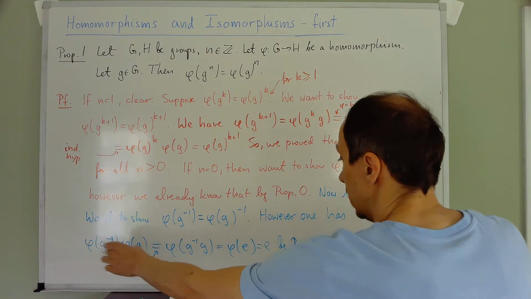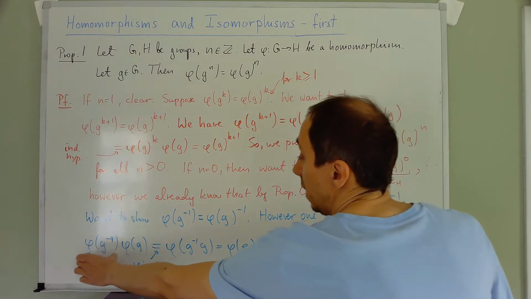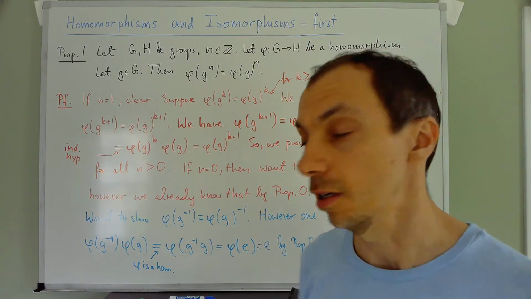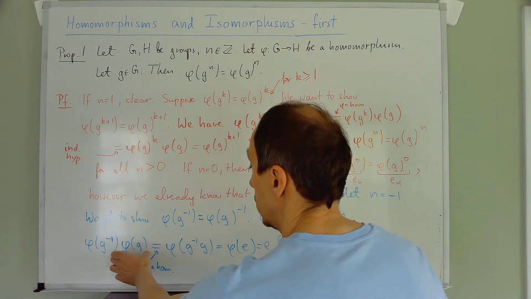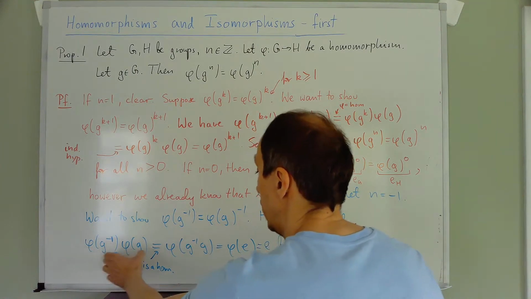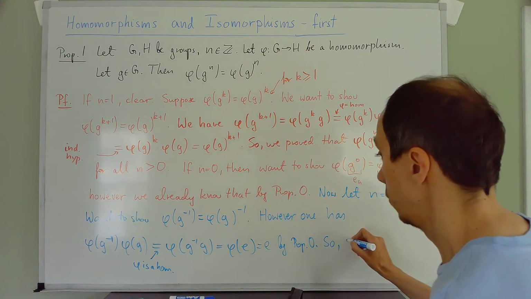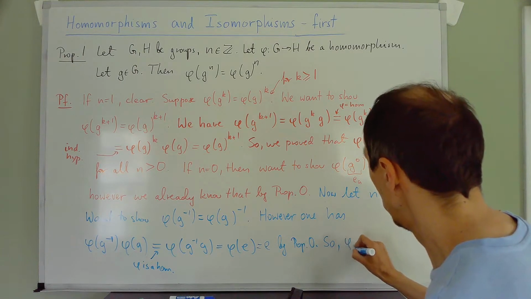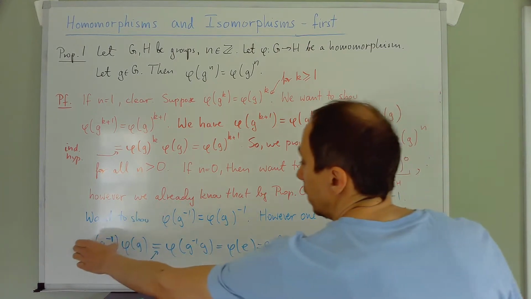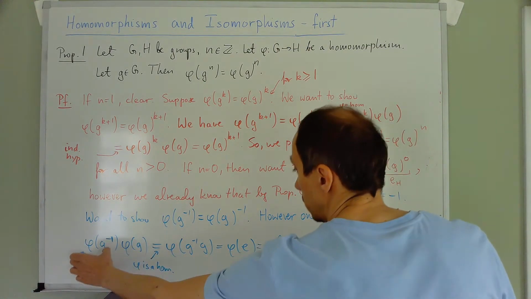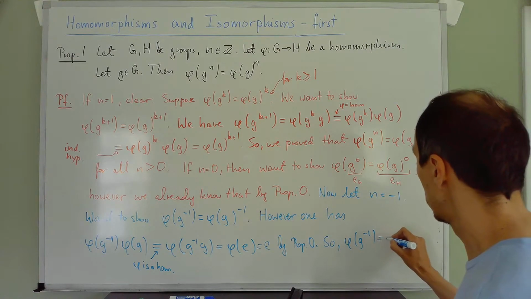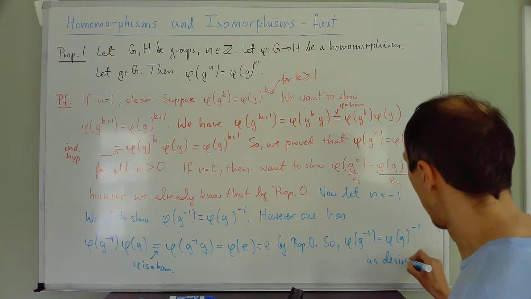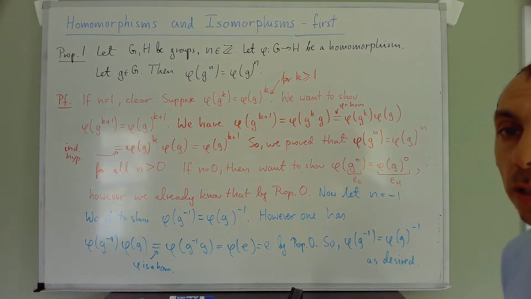That means that this is the inverse of that. Okay, we're using the uniqueness of inverses here. This is the inverse of that, because this times that is the identity. So phi of G inverse. Right? This is the inverse of that, and this is the inverse of that. So this is phi of G inverse as desired. Okay, that's what we wanted.